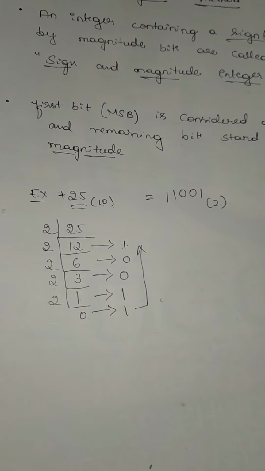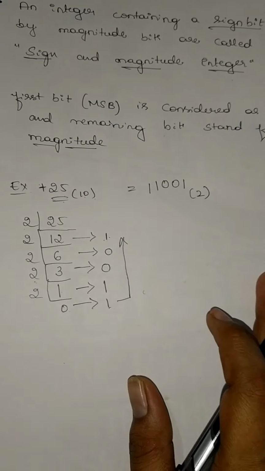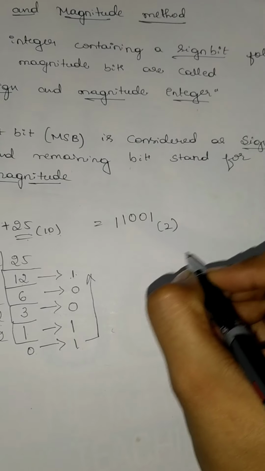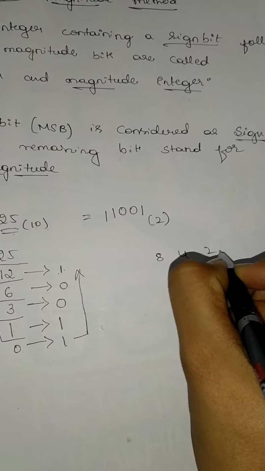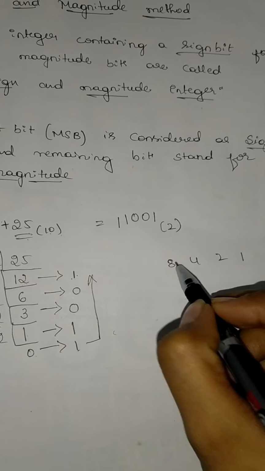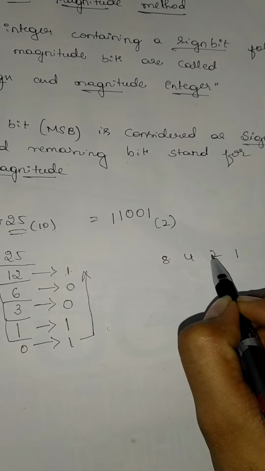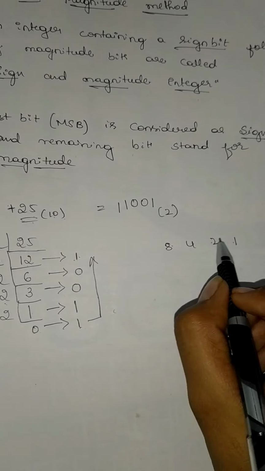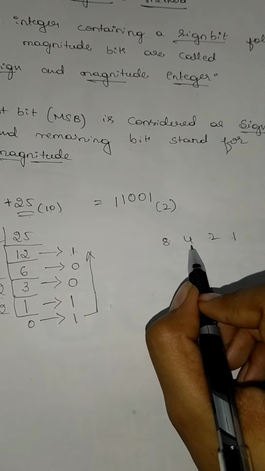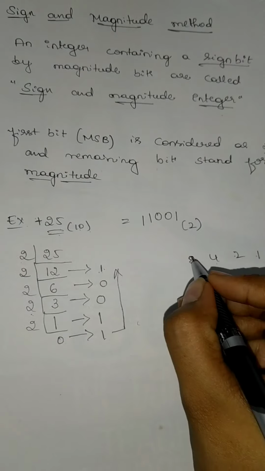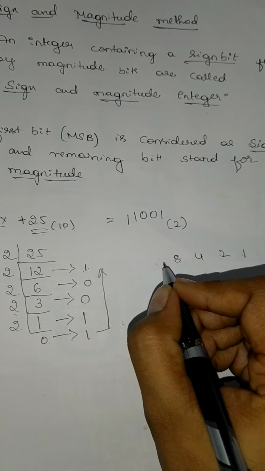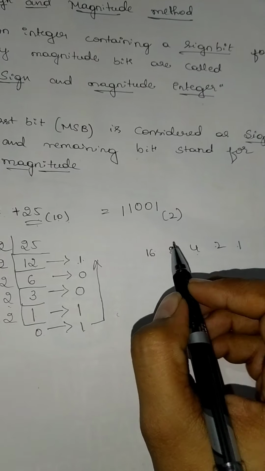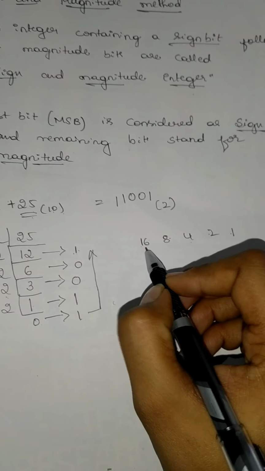Okay, so you can also represent this 25 with the help of the 8421 format. 8 4 2 1. 8 plus 4 is 12, 12 plus 2 is 14, 14 plus 1 is 15. It is not enough to represent 25, so I have to take the next number. So 8 into 2, that is 16.